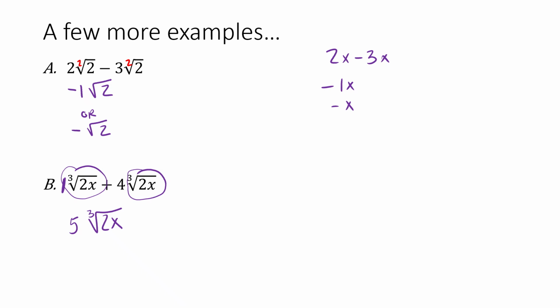So those are just a couple of other examples. And remember, if you don't see a coefficient, the coefficient would be 1. Just like if you had x plus 4x, you would say that was 5x, because we would understand that that was 1x.